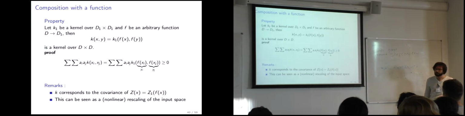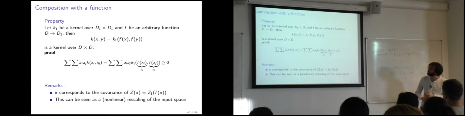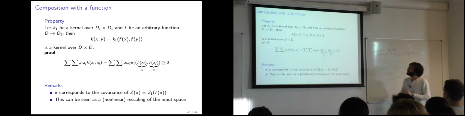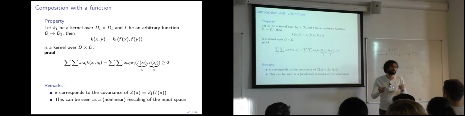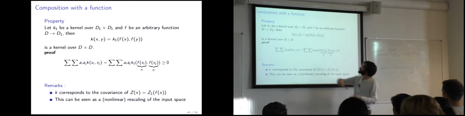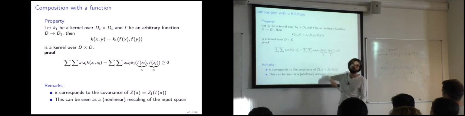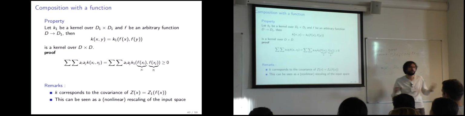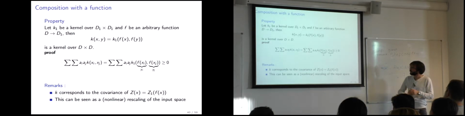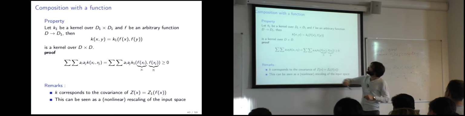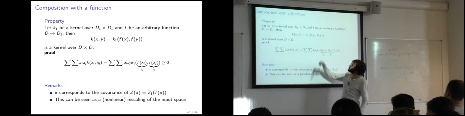And another thing that can be done is to compose a kernel with a function. This is very similar to having a remapping of the input space, because basically the kernel will only see the input through a function f. So this is equivalent to making an input space rescaling. It's quite straightforward to prove that this is positive semi-definite.